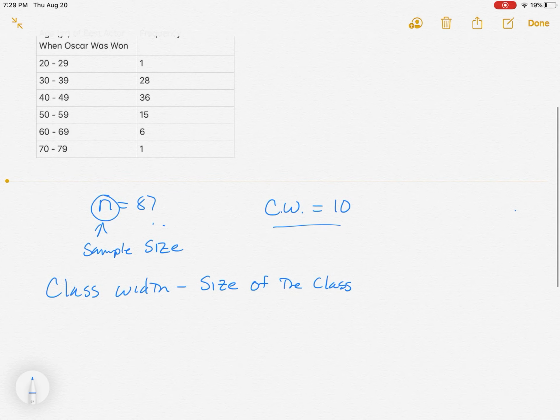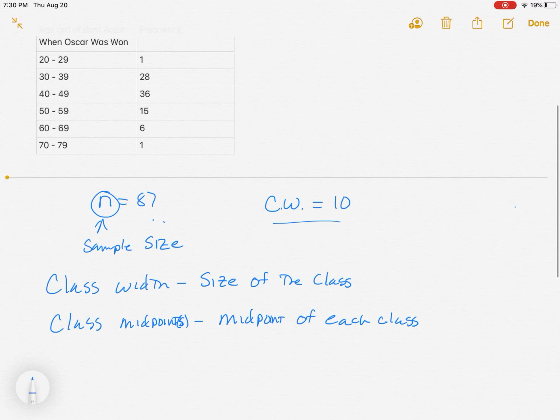But the class width, they'll have you look at a frequency table and identify the class width. The class midpoints, notice that there's an S there, so there's more than one, is the midpoint of each class, right? It's a set of all midpoints.